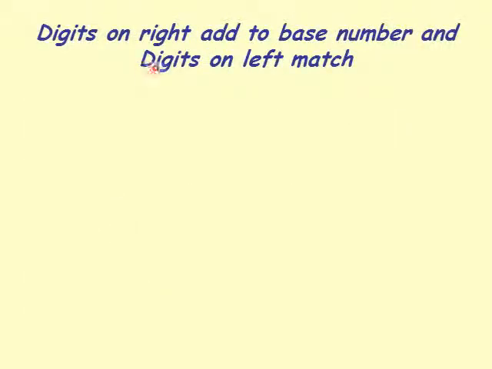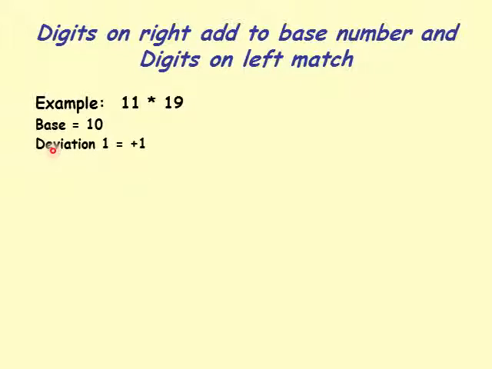Okay, let's continue some examples here. Digits on the right add to the base number, and digits on the left match. Let's see what I mean. 11 times 19. 1 plus 9 on the right add up to 10, which is the base number, and the 1 on the left matches. Let's do it by base numbers. Base equal to 10. And then what do we do? Compute the deviations. Deviation 1 is plus 1, since 11 minus 10 is plus 1. Deviation 2 is 19 minus 10, plus 9.